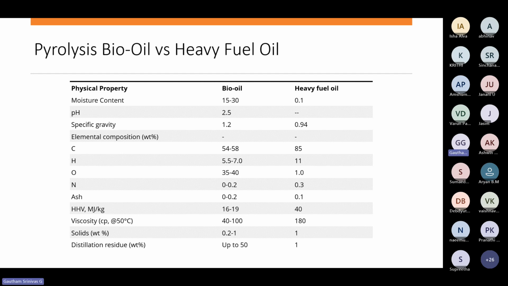And if you see the viscosity, the viscosity is lower compared to the crude oil. And the solids are almost the same. And the distillation residues: when you distill bio oils, you have up to 50% residues, whereas in this case it's only 1%. So bio oil cannot be used directly.